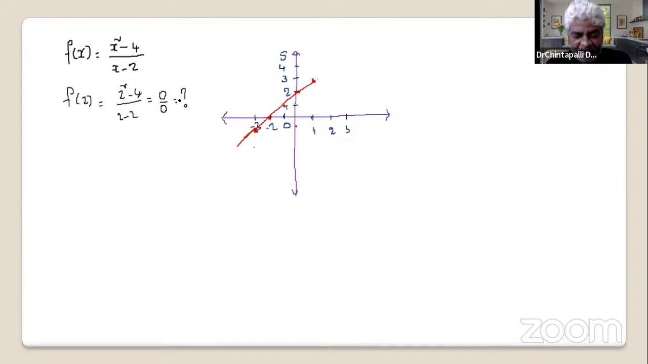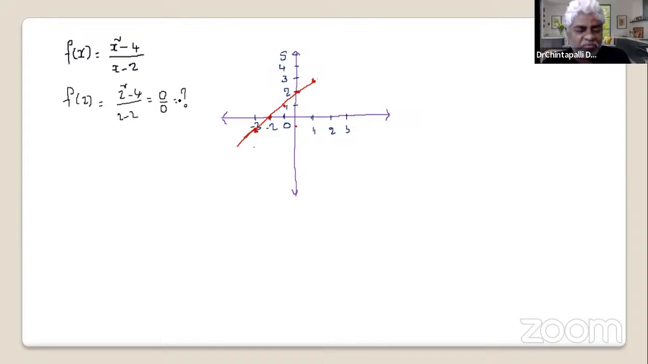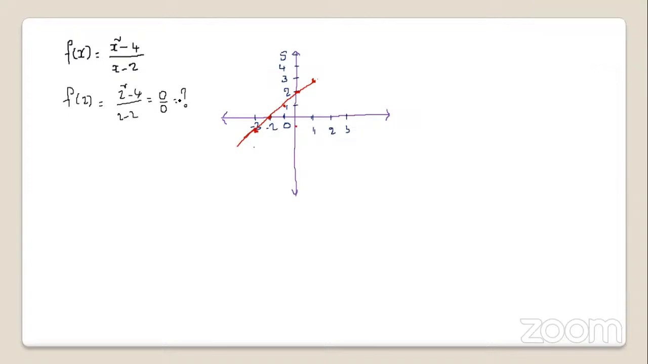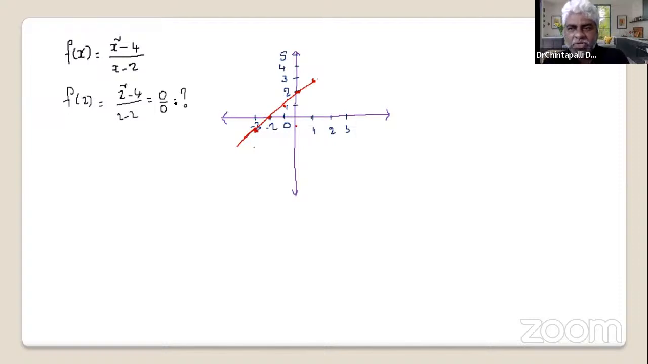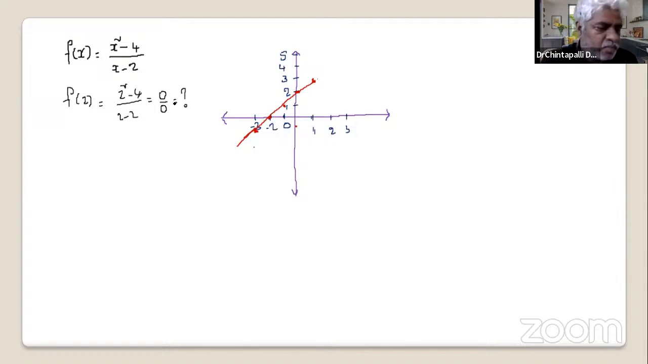It is a very highly complicated concept. 0 by 0 is called an indeterminate form. Yes, sir. So we should not take x equal to 2 for this function. This function doesn't take x equal to 2. So 2 is not in its domain.